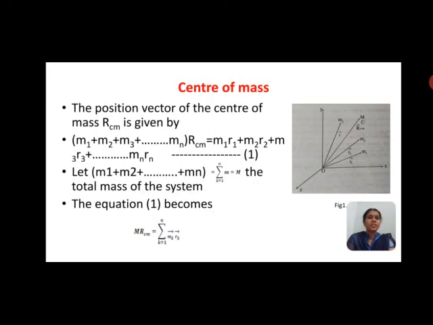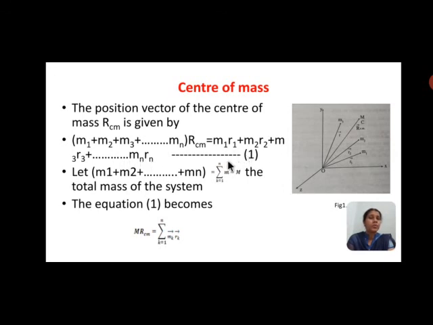Okay. So now we have to write the position vector of the center of mass. What is the position vector? As I told you, the position vector is R CM. How will we write the distance, the position vector for the center of mass? m1 plus m2 plus m3 up to mn into R CM is nothing but m1 into r1 plus m2 into r2 plus m3 into r3, and so on up to mn into rn for the n particles. So consider this as equation number 1.